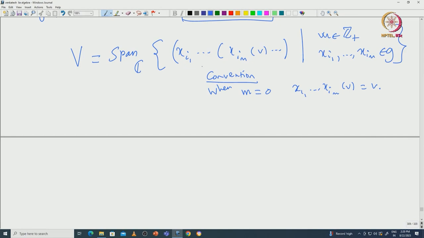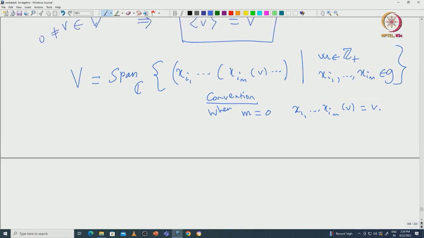Okay, so I need to introduce that universal enveloping algebra and so on. We will do that in some other class, but for now it is clear that to understand finite dimensional irreducible representations of G, we need to understand the successive application of these elements of G on some single vector v.